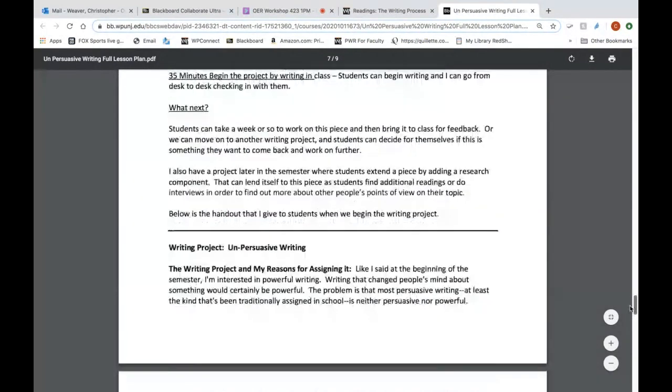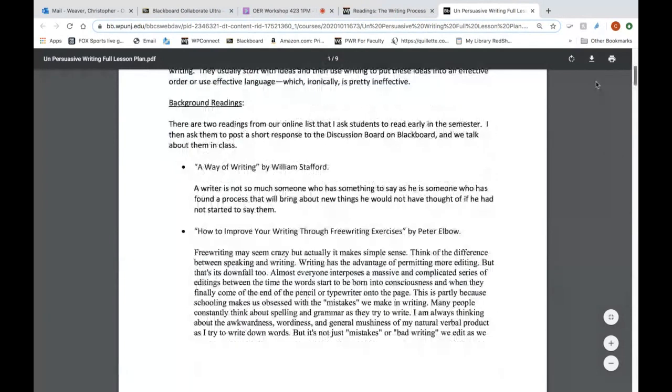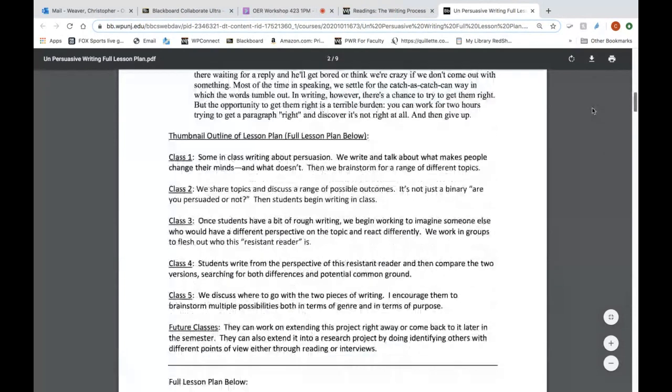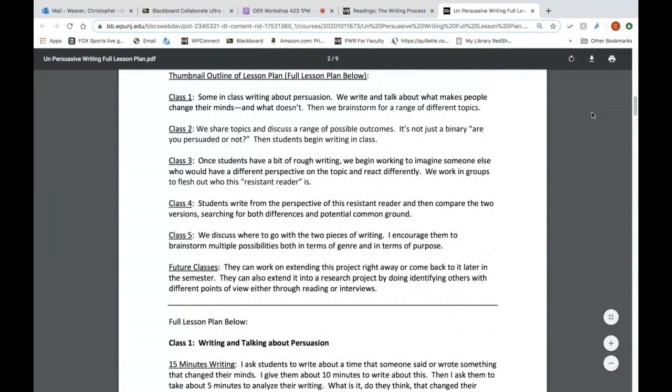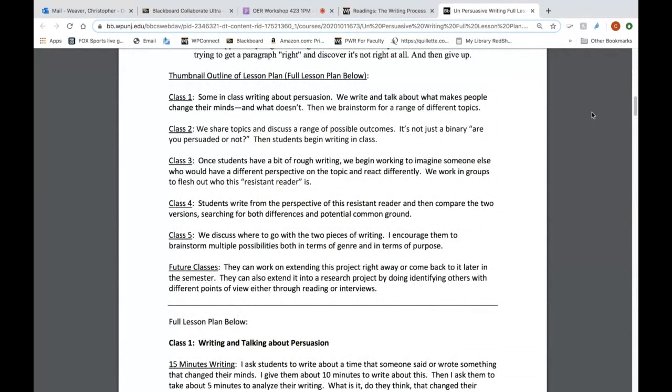So having said that, I'm going to scroll back up, and let me tell you what I'm going to do here. I've given you like 9 pages. There's a lot of stuff here because that's just the way I am. I'm a little bit anal that way.